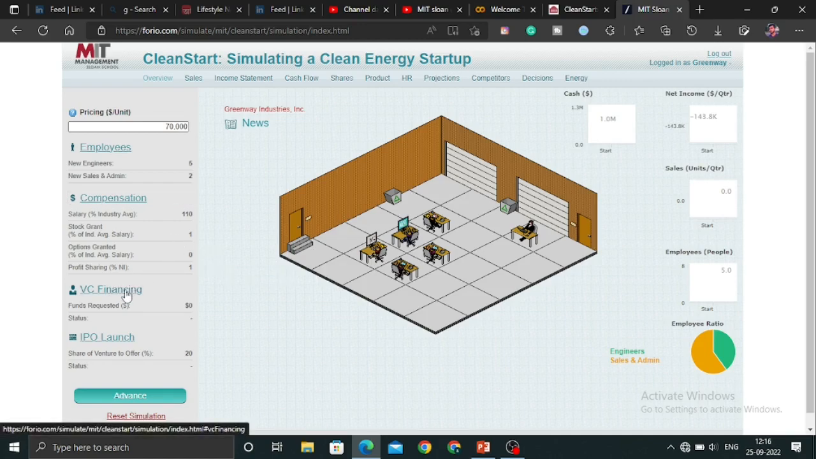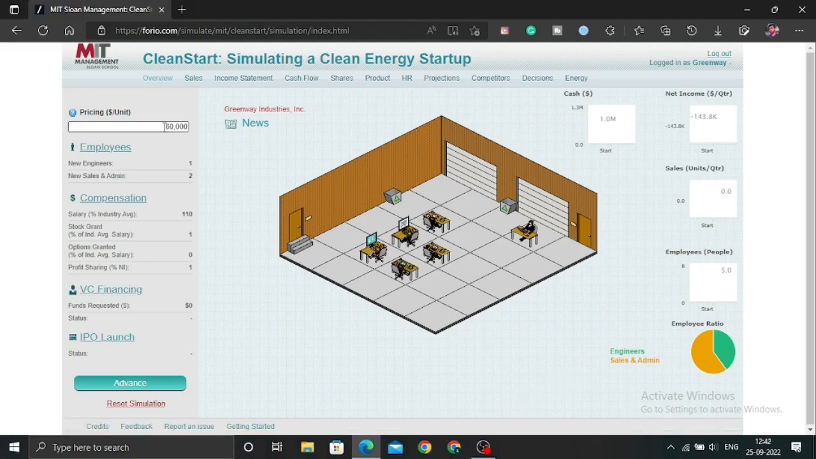Next is VC financing. If you look at the VC financing, then we will get some sort of dashboard where the amount needed will be given. So we are going to play the game for 10 years, and at the end we will explain how we go through the game and what was the strategy we need to follow. So let's go through the whole game, else the video will be lengthy, and then we will understand the strategy. So follow the steps.